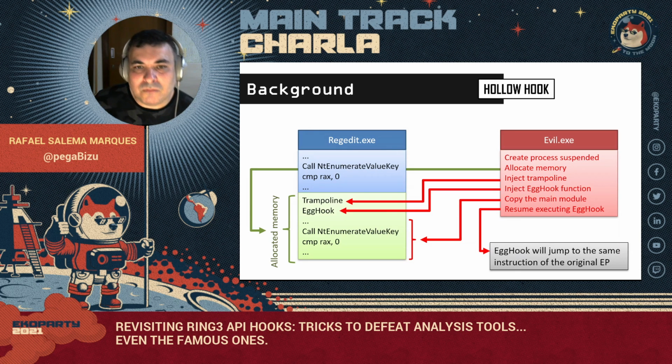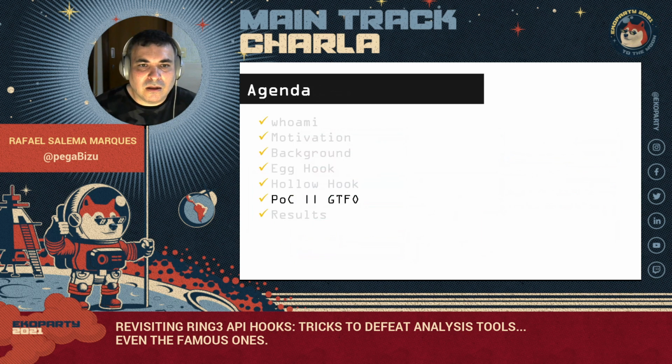So when we resume, the application is executing the egg hook function, which will patch the allocated memory area regarding the call of the API of interest. The egg hook will jump to the same instruction of the original entry point, executing the application normally. Okay. Eventually we have to fix something, but it's just details. The idea is this one.